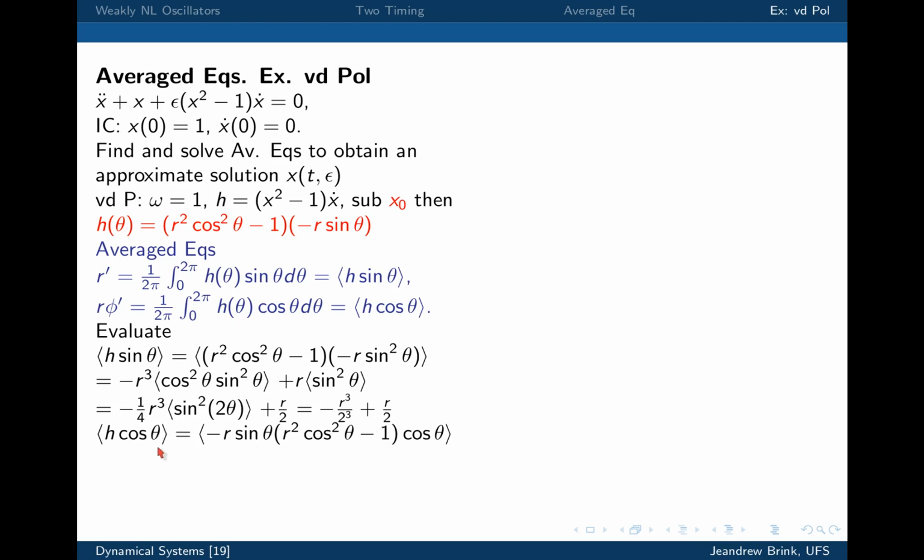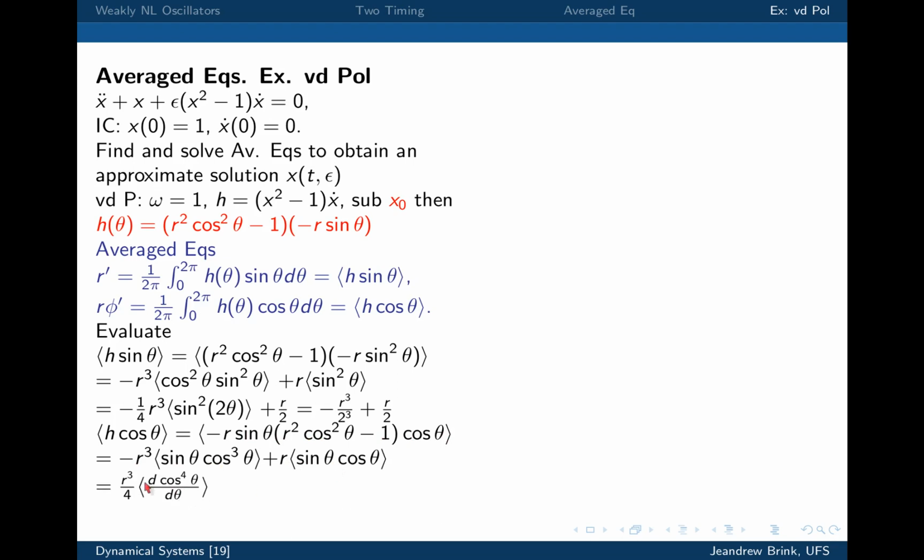Just to practice, the r phi prime will give you the average frequency. You want to work this thing out as well. So it's sine theta cos theta times this bracket. Basically r cubed, you multiply it out, sine theta cos cubed theta, plus r times sine theta cos theta.